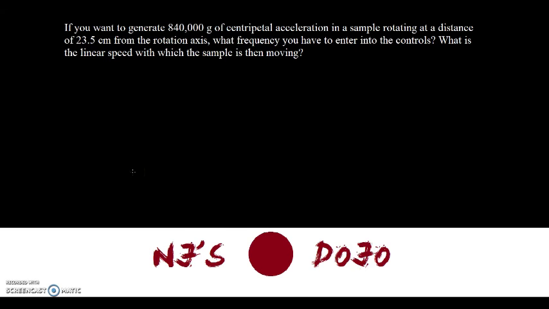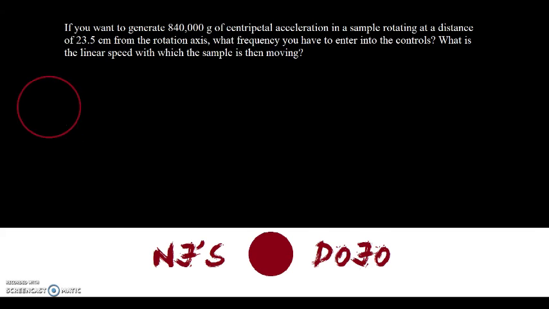Okay, so let's try a problem revolving around centripetal acceleration. If you want to generate 840,000 g, where g means gravity, of centripetal acceleration in a sample rotating at a distance of 23.5 cm from the rotation axis, what frequency do you have to enter into the controls? What is the linear speed with which the sample is then moving? Okay, so first we have to draw our diagram.